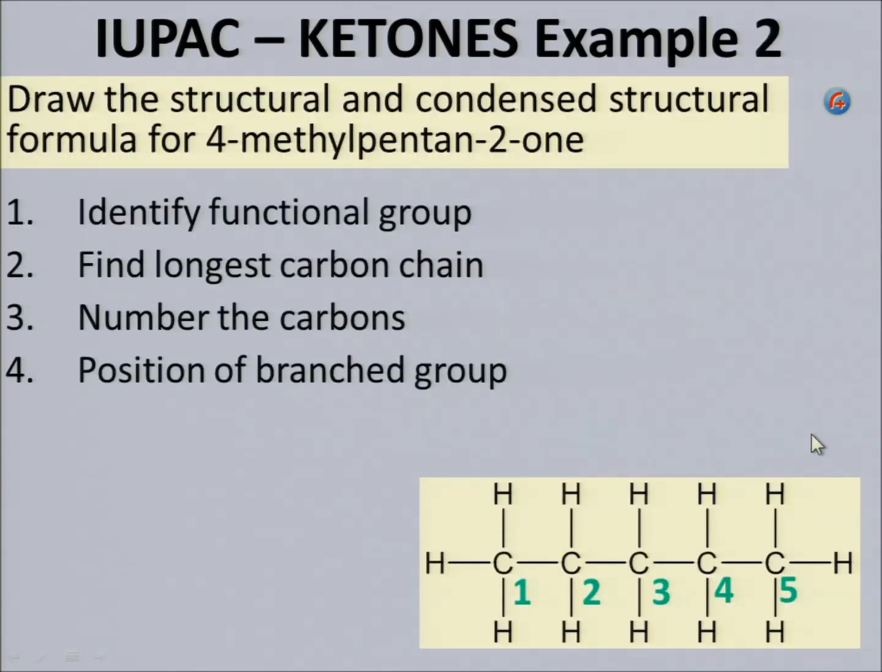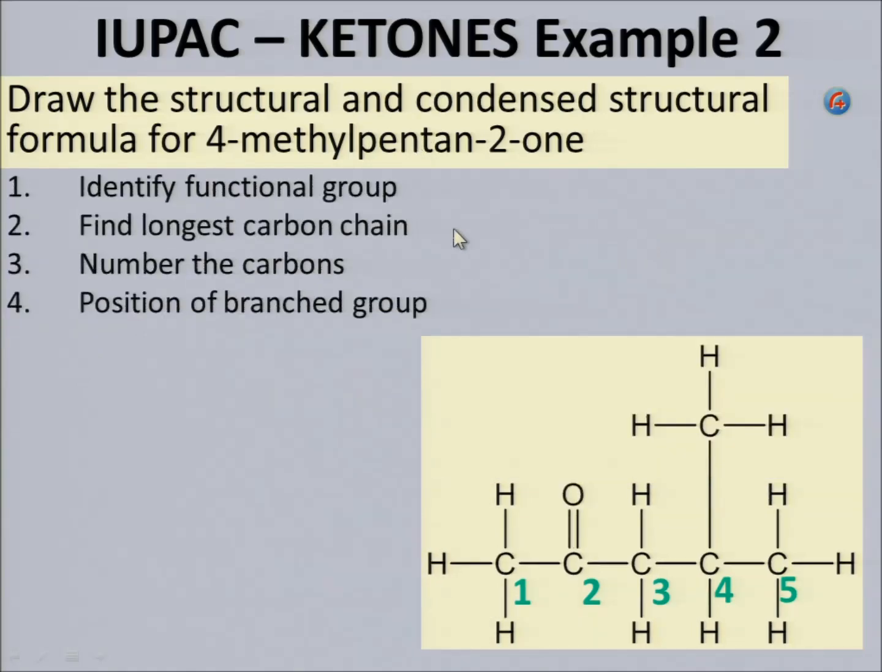Example 2. Draw the structural and condensed structural formula for 4-methylpentan-2-one. First thing, you draw your 5 carbons. Why 5? Because it's pent. Then you add your substituents. 4-methyl. So at carbon 4, there's a methyl group. Then 2-one. That means at carbon 2, you need a carbonyl group, which means it's a carbon with a double bond to an oxygen. And there you go.